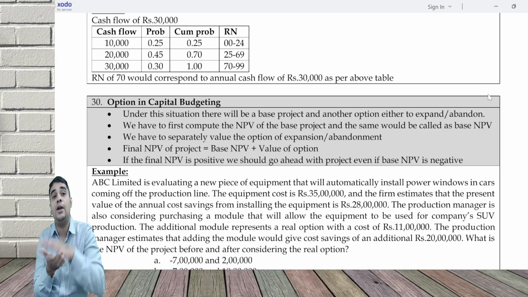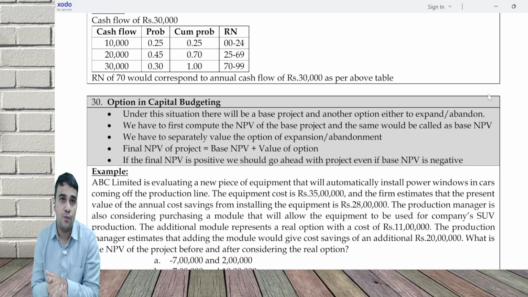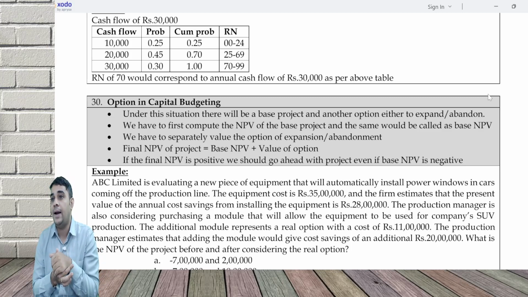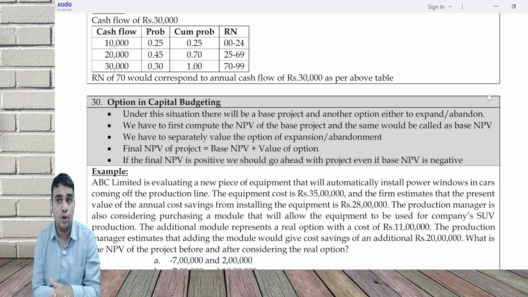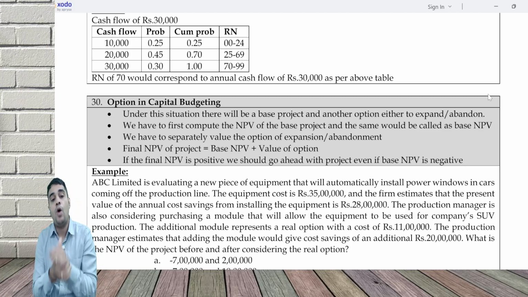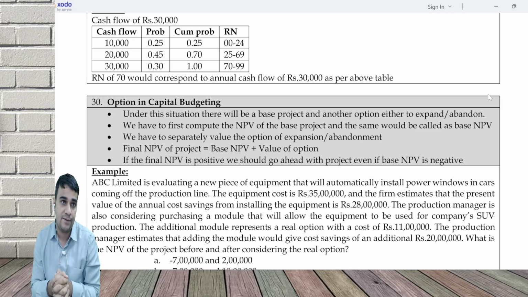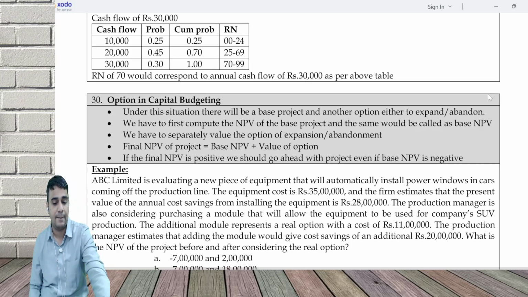Foundation on a standalone basis is a bad project. But because of the foundation you created, you are able to do one more project which is giving you money. What capital budgeting is saying is, please evaluate them together. I'll give you an example.